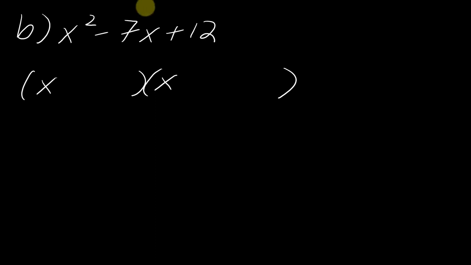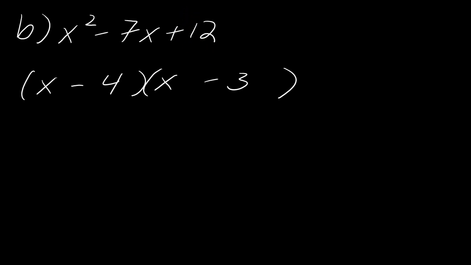So two things that are negative that add to negative 7 would be negative 4 and negative 3. So I have x minus 4, x minus 3. Okay, so there we go. And I've got minus 4x, minus 3x, that gives me the minus 7x, and then negative 4 times negative 3 will make positive 12. So we're all good to go here.